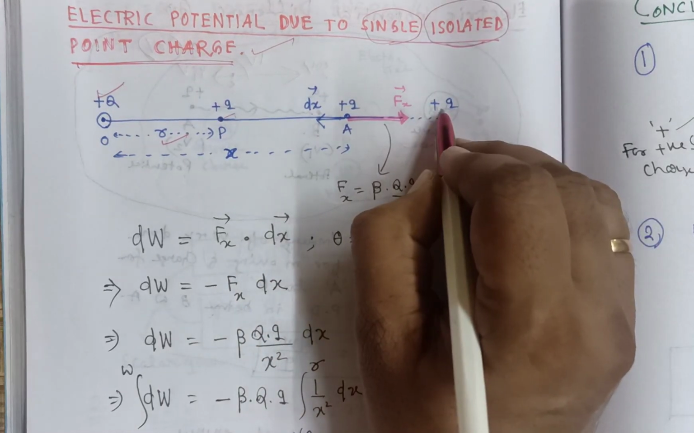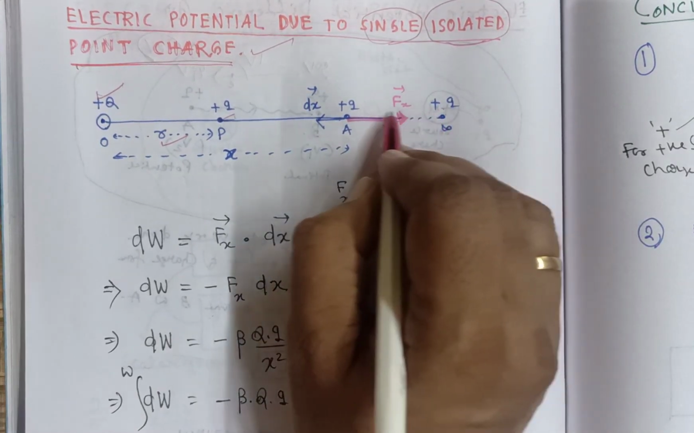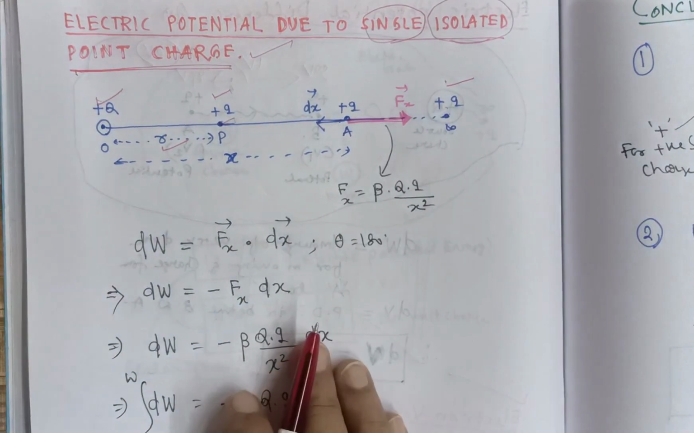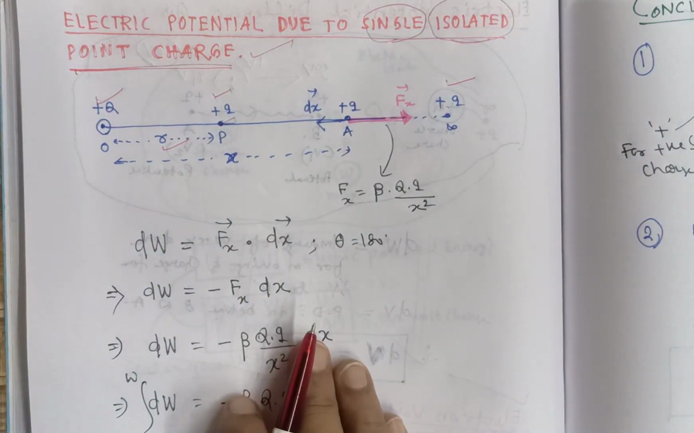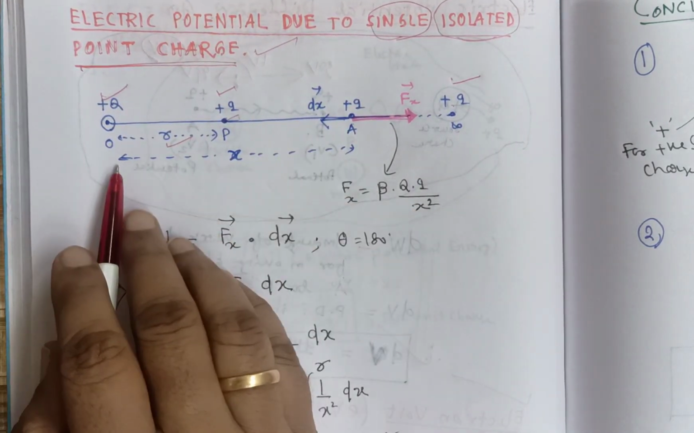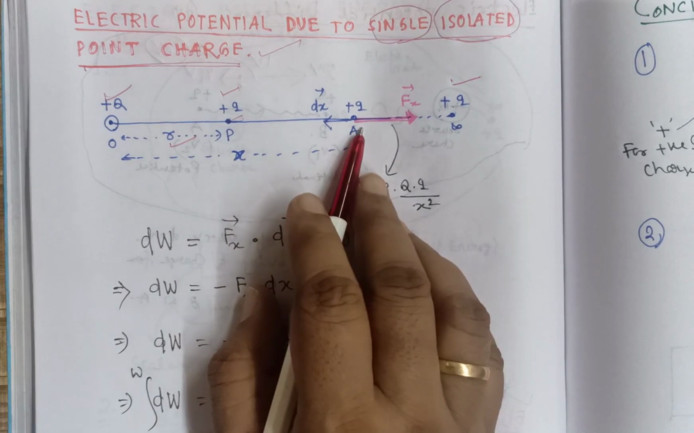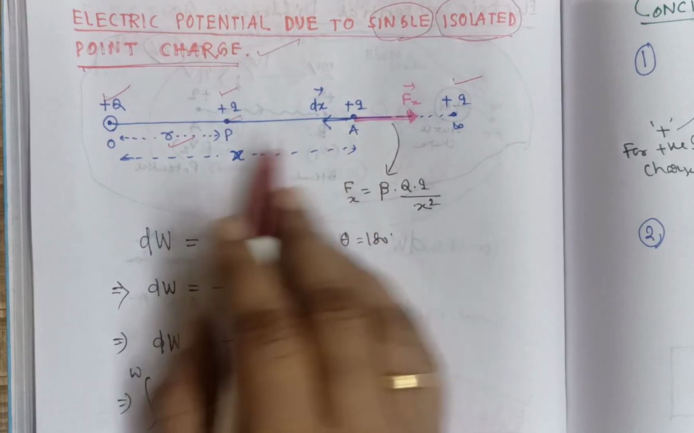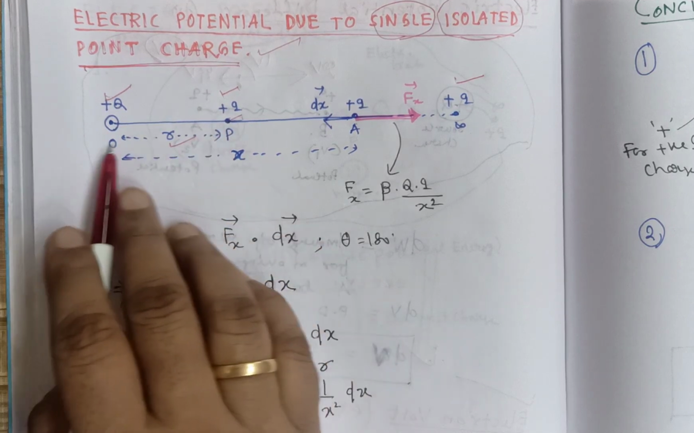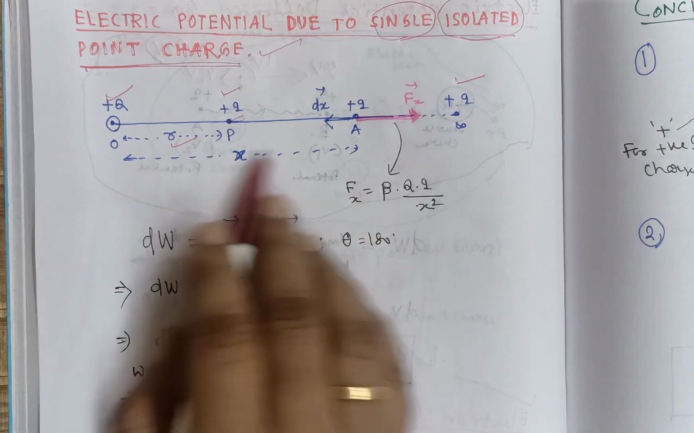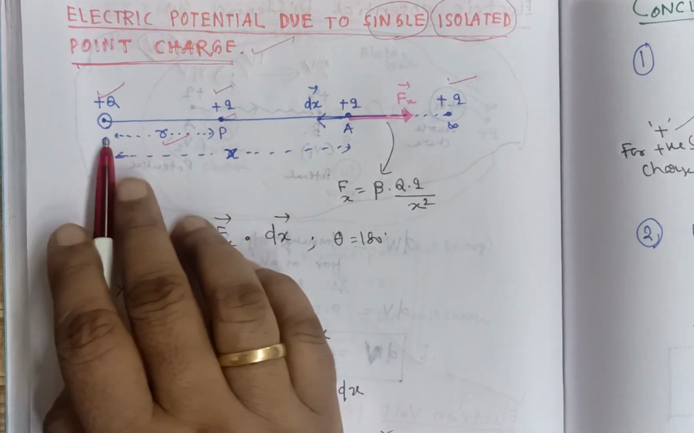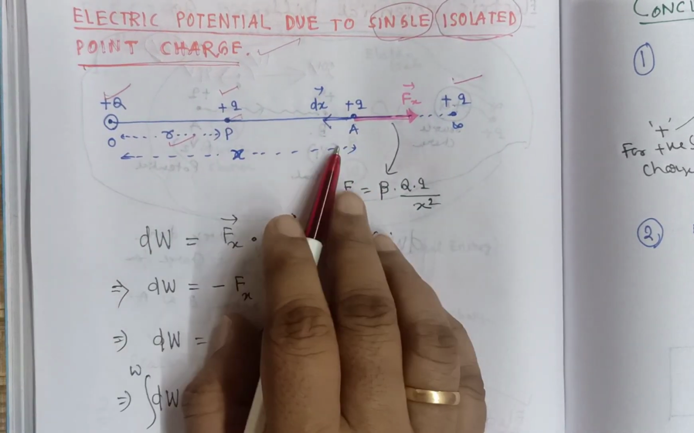First, initially the test charge is here. Now it is moved from this point to this point. This is the final position, and this is the initial position of the test charge. On its path, an arbitrary point is A here, and the distance between O and A, that means the coordinate of A with respect to the origin, is x. And here the desired point coordinate is small r. This x is variable. Initially its value was infinite, now the final value is small r, so x is variable.